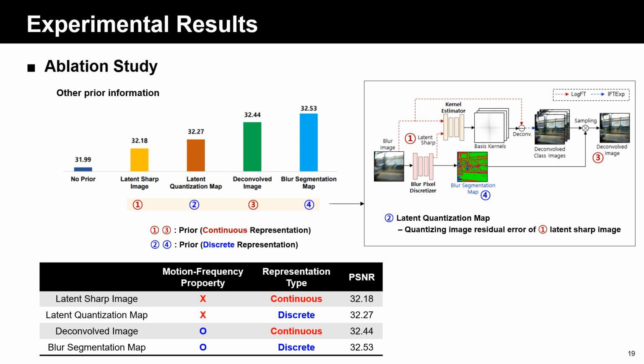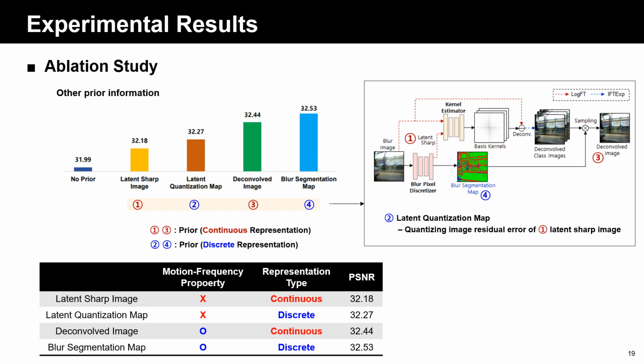In this slide, we investigate other prior information. Basically, as shown in the right figure, our classification model not only generates a blur segmentation map, denoted as number 4, but also provides a latent sharp image, denoted as number 1, and a deconvolved image, denoted as number 3. For continuous prior, we can obtain the latent sharp image and deconvolved image. On the other hand, for discrete prior, we can obtain the corresponding discrete counterpart, like the latent quantization map, indicated as number 2, by quantizing the image residual error within the latent sharp image and our blur segmentation map. I would say the blur segmentation map is regarded as a discrete counterpart of the deconvolved image.